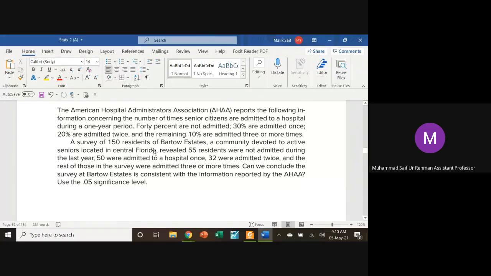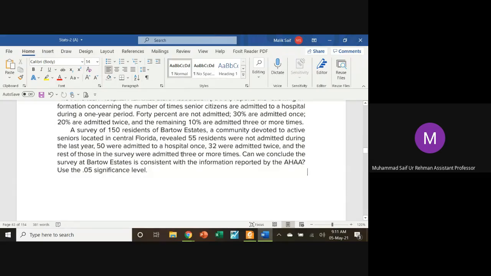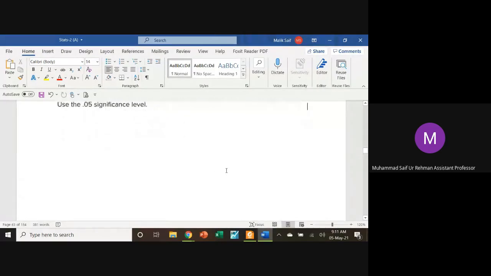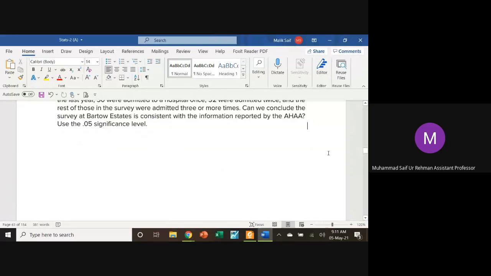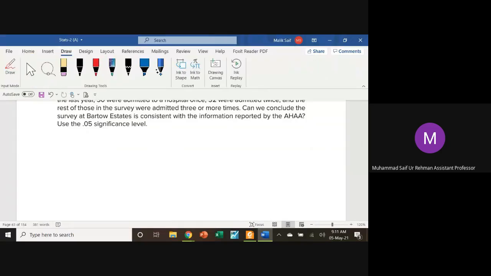So you may say this is the local experience, and what we say about the population will be the national experience. These are the terminologies that we may use. Otherwise, you may use your own words. Let's say we are going to solve it in 6 steps. So first step is null and alternate hypothesis.